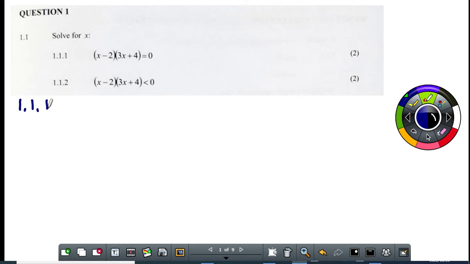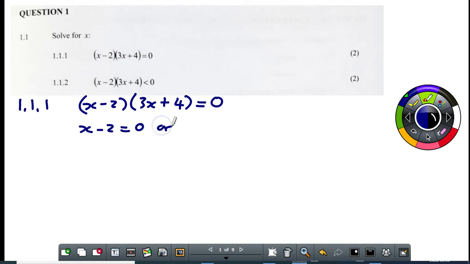The trinomial was already factorized. So x minus 2 times 3x plus 4 equal to 0. It was already factorized, so you don't have to stress yourself here. Just equate each factor to 0. So this will be x minus 2 equal to 0, or 3x plus 4 equal to 0.